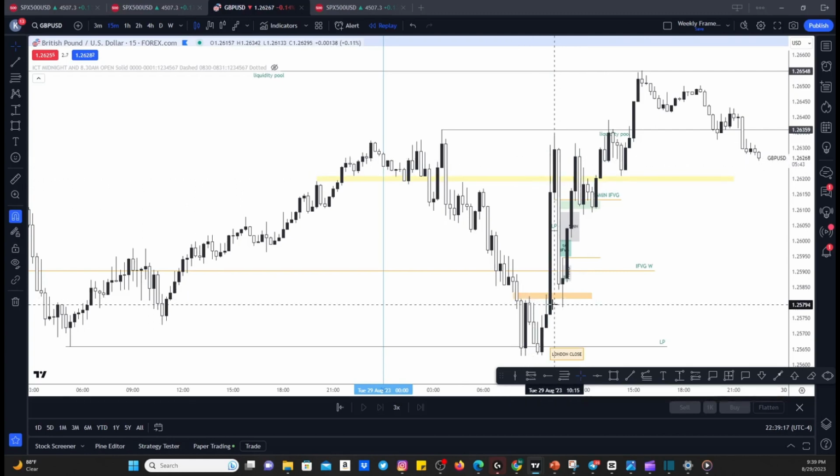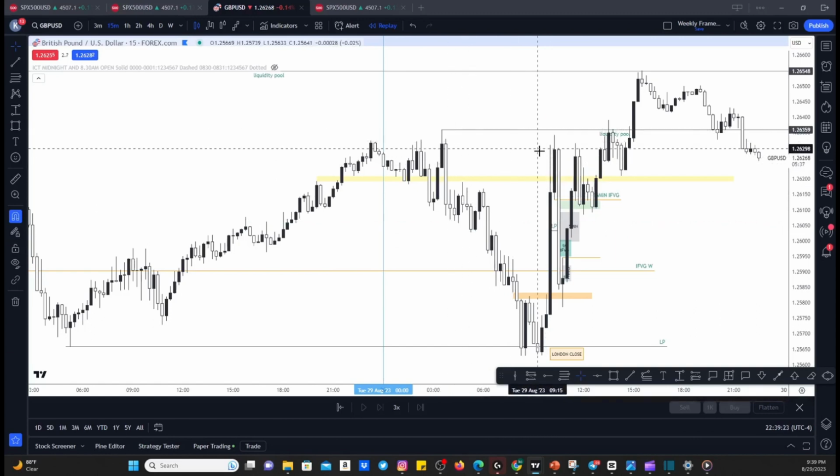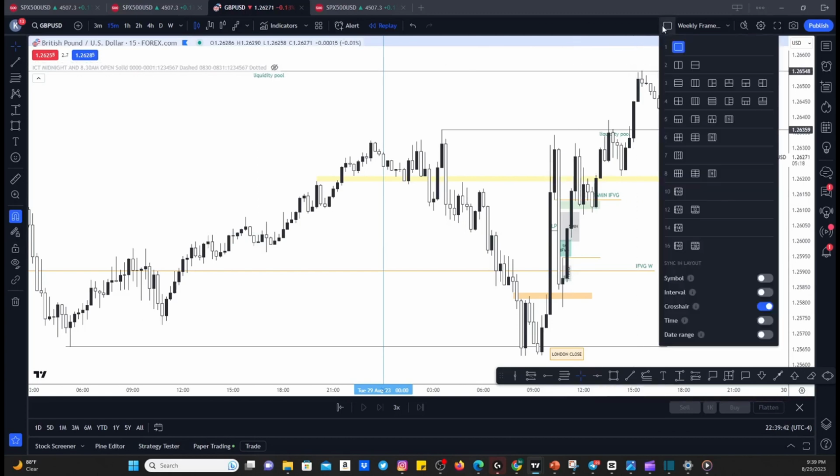Overlap of this fair value gap here. Aggressive push higher. Failure to take out a high. Retrace back in, hitting a weekly level and hitting a 15-minute inversion fair value gap. We don't just enter on a buy, at least I wouldn't. We then watch to see that lower time frame interaction. Before I get into that, let's see what's happening on the dollar at the same time.